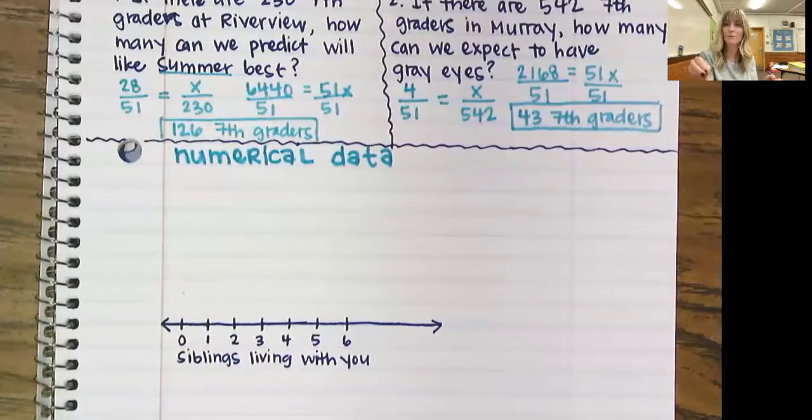You could type in whatever number you wanted, but you were typing in a number. So you were giving me numerical data. It's data with numbers. So the other thing with the dot plot is we want to make this as even as possible. So for example, 4 of you said 0 siblings.